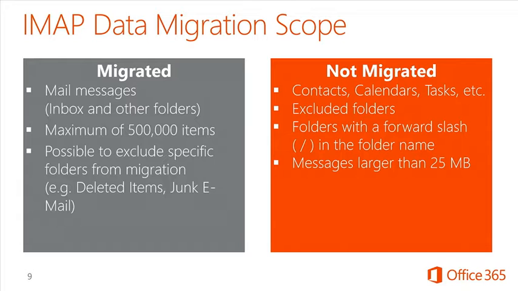What's not migrated, right? Things that aren't visible there in the IMAP platform. Contacts, calendar, tasks, etc. are not part of the IMAP spec, and so we can't see that on the source mailbox. Any folders that have a / in there, any messages more than 25 megs won't come through via IMAP.